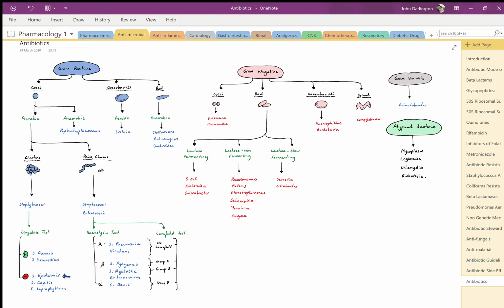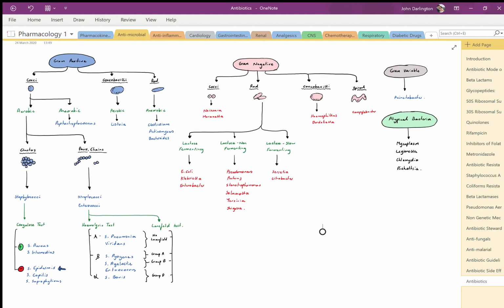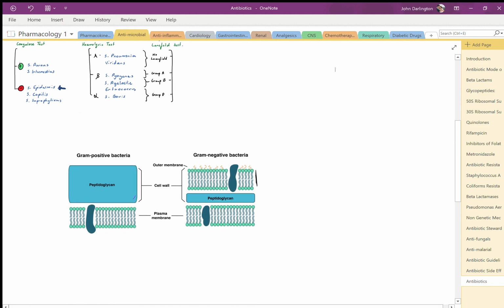Okay, so first things first, what do we mean when we talk about gram testing or gram positive and gram negative or gram variable? Well, this is actually a really simple test. It just is how the bacteria stain. So you add a dye to the bacteria, and then the bacteria stain different colors. Gram positive tend to stain darker. Gram negative stain lighter. And the reason for that is because of their cell wall.